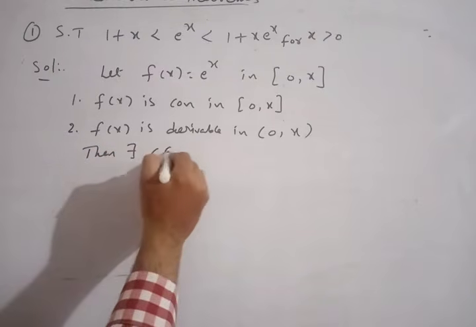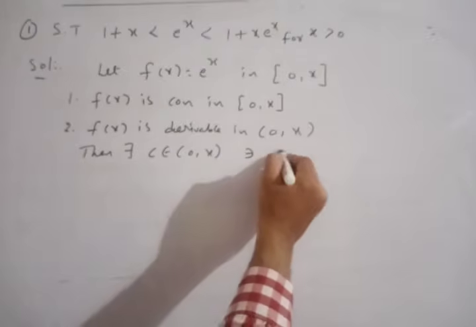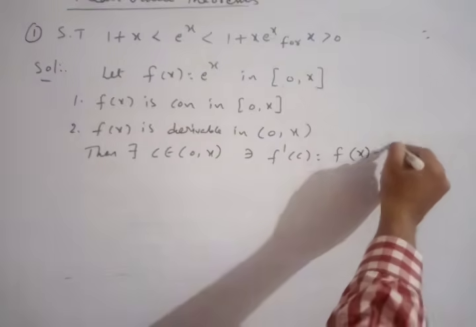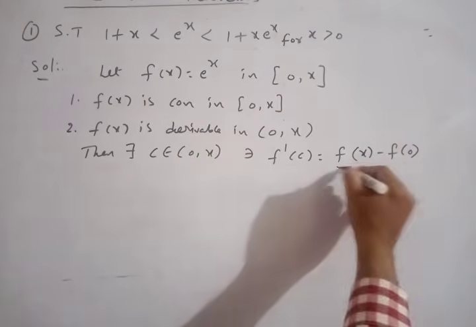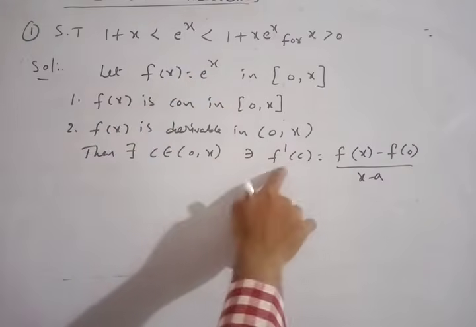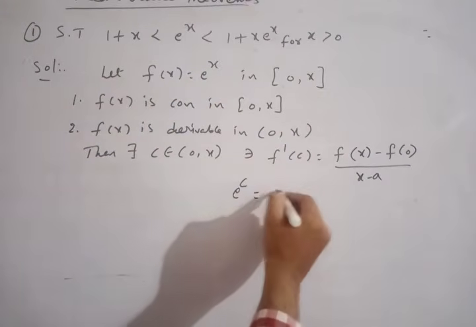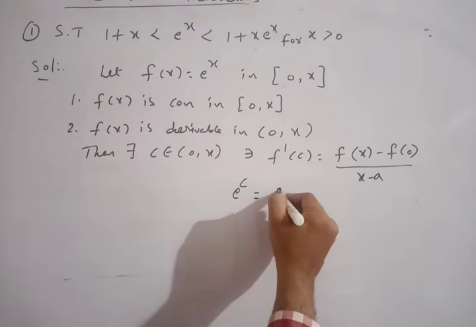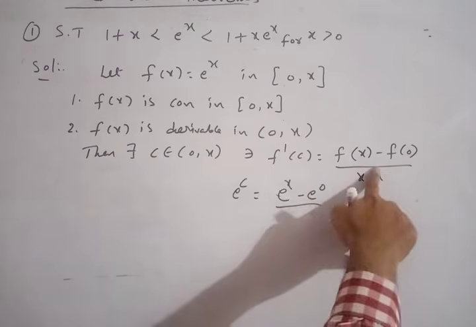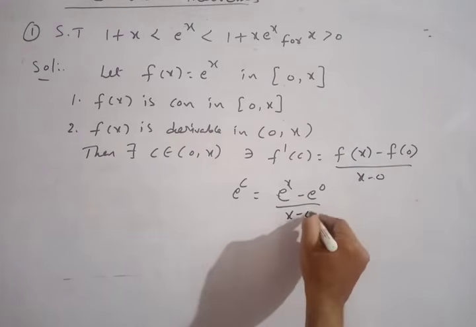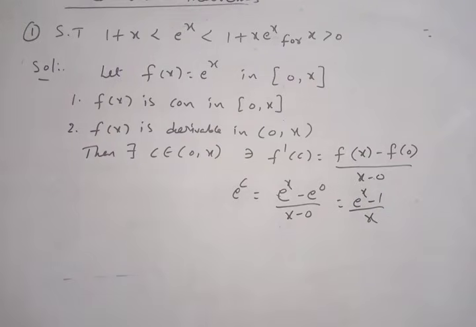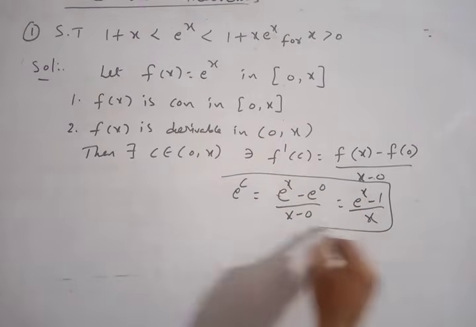Then there exists c belongs to (0, x) such that f dash of c is equal to (f of b minus f of a) by (b minus a), that is, (f of x minus f of 0) by (x minus 0). What is f dash of c? f dash of c is e power c. So e power c is equal to (e power x minus e power 0) by (x minus 0). So this will give you e power x minus 1 by x, since e power 0 is 1. Correct? So take this one, mark it as 1.